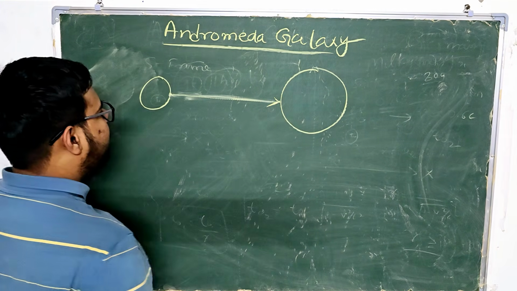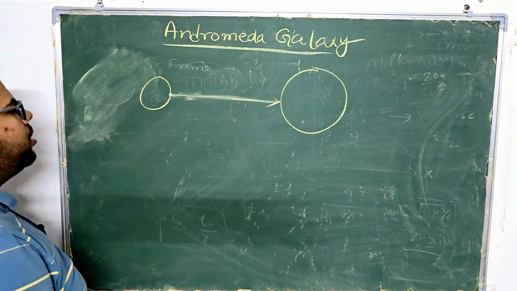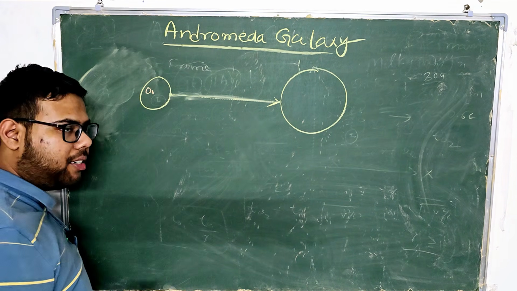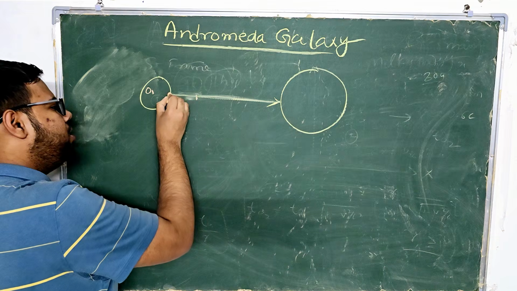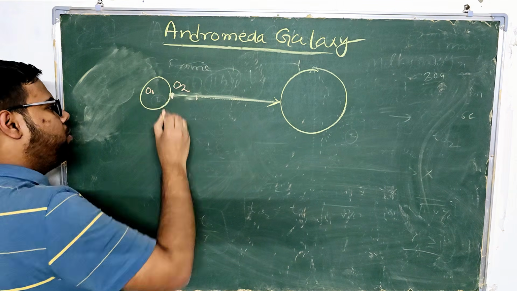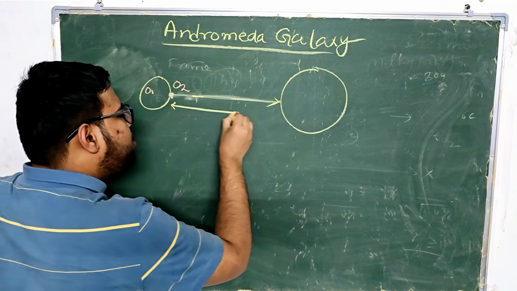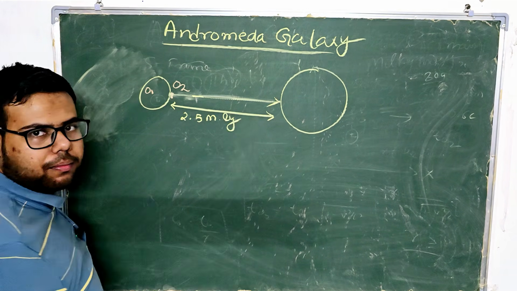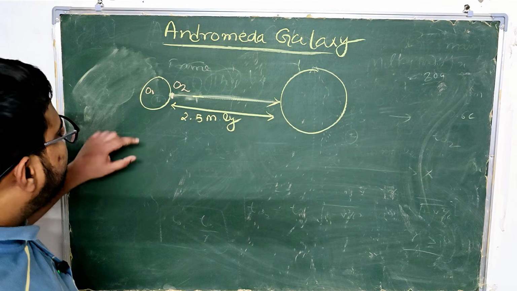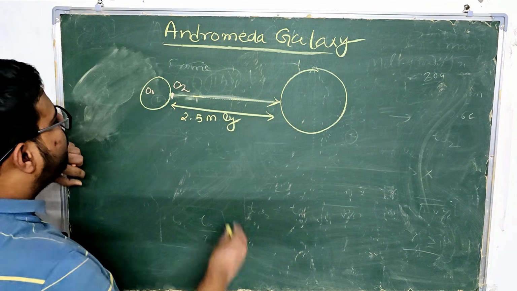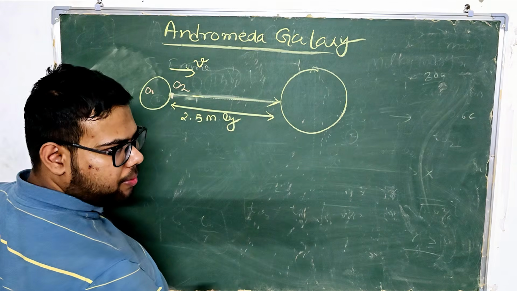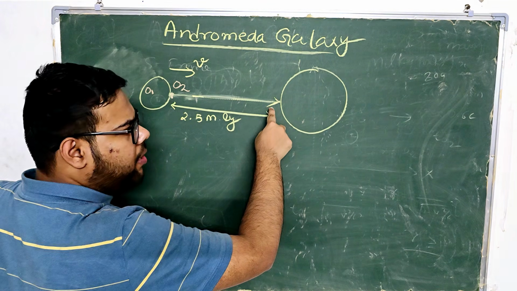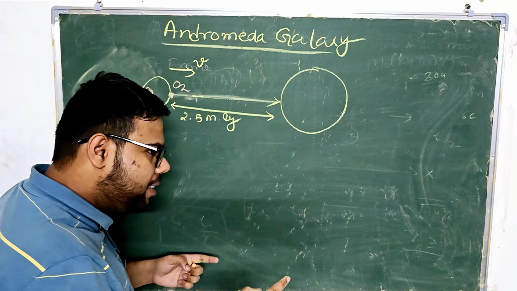So you are going in this direction. Suppose there is an observer O1 who is at rest, and suppose you are over here at the start of the journey, O2. Okay, so the distance is 2.5 million light years. So you have started moving, suppose at velocity v along this direction. So you are going to that galaxy and you want to travel that distance in a year.